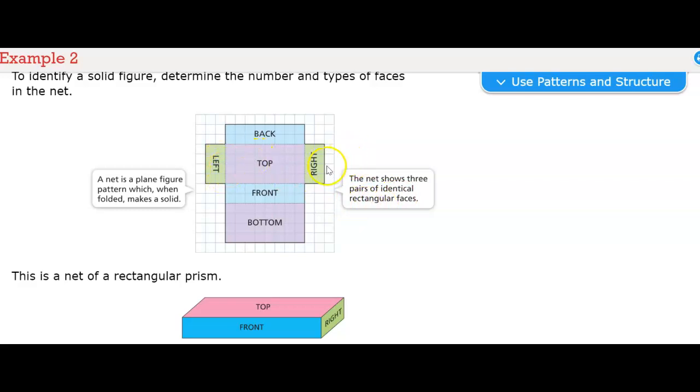There's the left and right, that's one set, and the back and the front are the same, and the top and bottom. This is a net of a rectangular prism, which is a box, right? It's like an Amazon box you might get. And that is how it would look if you were to cut it open and break it down flat. It could look like this.